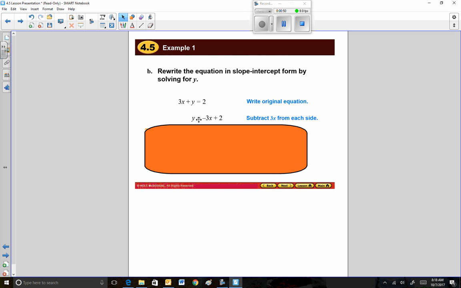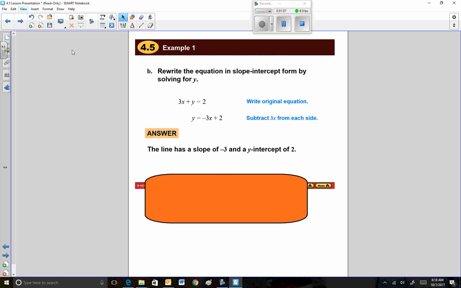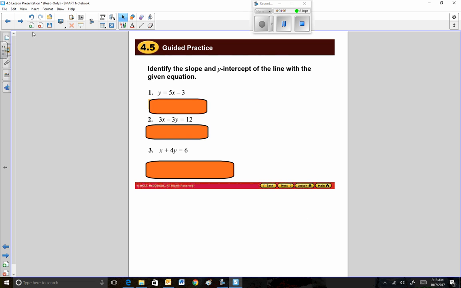On B, we have 3x plus y equals 2, so we have to arrange it to have y by itself so it can be in slope-intercept form. So we subtract our 3x, and it looks like this. Here's our slope. The slope is -3. The y-intercept, where does it cut off that y-axis? It is at +2.